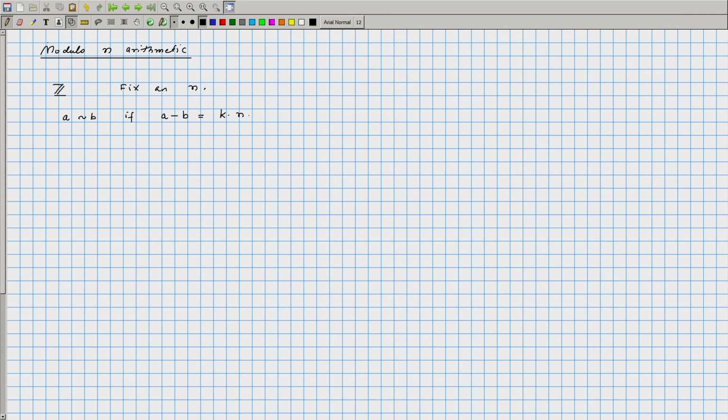So, if your n was 100, then 1 and 101 are related, because 1 minus 101 is minus 100, that is k times 100 for k equals minus 1. So, 201, 301, all these elements are related to each other, whereas 1 and 102 are not related. Okay. So, this relation is a special relation, in the sense that it is called an equivalence relation.